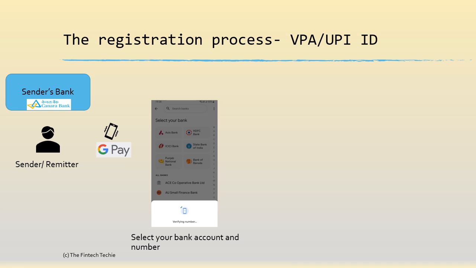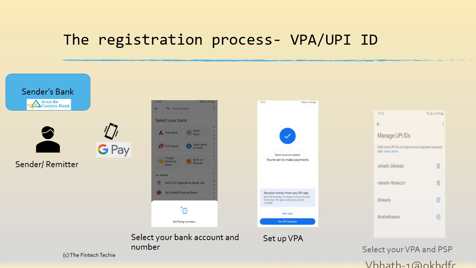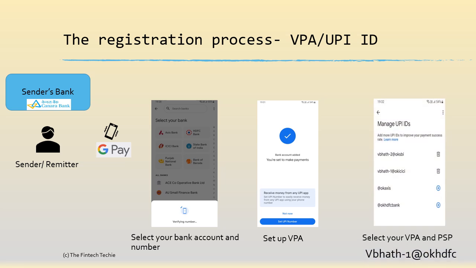I need to get the OTP and other details to authenticate my bank account number. Once that's done, the next step is to choose the UPI ID or the VPA. I am given four choices, and these choices are because GPay as a TPAP has partnered with these four banks: SBI, ICICI, Axis, and HDFC. So I chose HDFC. The VPA which has been given to me is vh1@okhdfc. Dash 1 probably because vh has been already taken up.